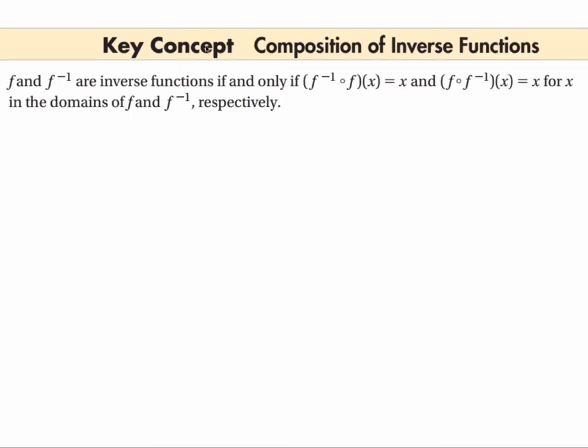Now let's look at the definition. When I ask you to show that two functions are inverses, they're inverses if and only if, so this is a biconditional, f inverse composed with f evaluated at x is equal to x, and f composed with f inverse of x is equal to x. Then, and only then, are these two functions considered inverses. Now, remember, the domain of f becomes the range of f inverse, and the range of f becomes the domain of f inverse.